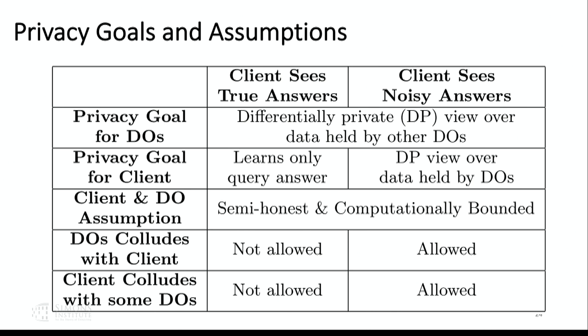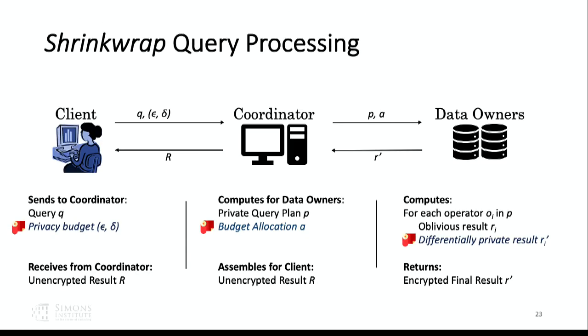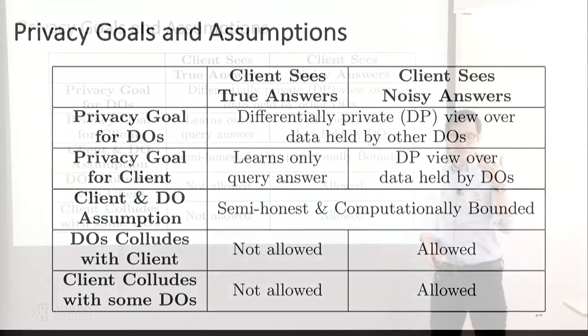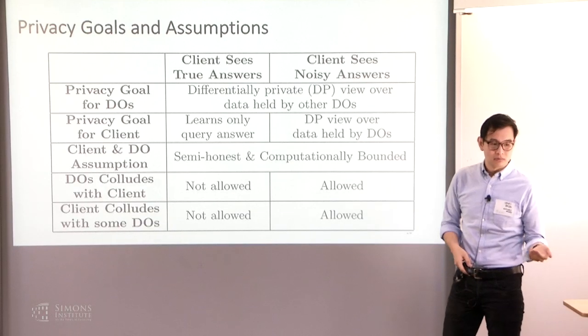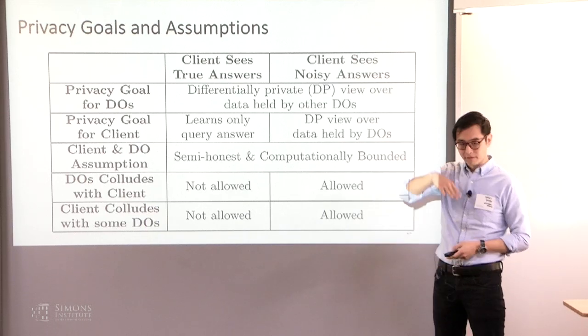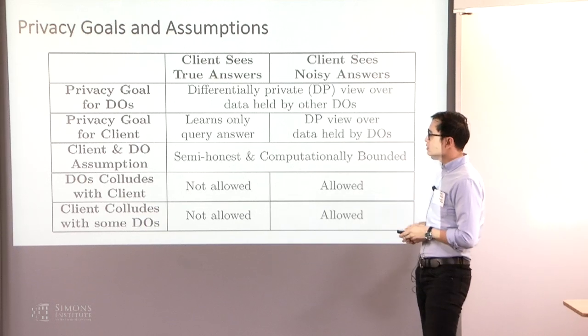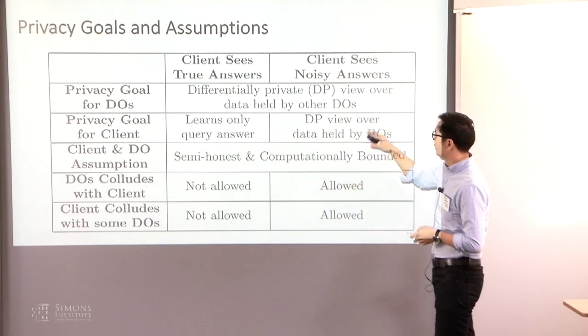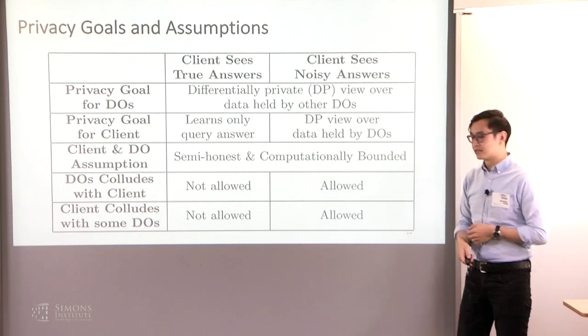We have our data owners and our clients. In this case, we treat the coordinator as an extension of the client. The privacy goal for data owners is that they have a differentially private view over data held by other data owners. This is where a hospital should not have access to the private data of another hospital, so they have a differentially private view. For the client, in the first policy, the client only learns a query answer. In the second, the client has a differentially private view of the data held by the data owners.